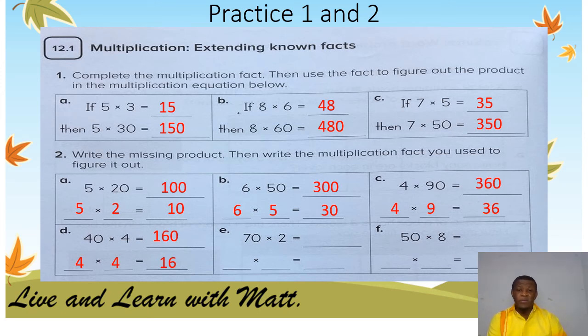Part E, we can use 7 times 2, which is 14. Therefore, 70 times 2 will be 140. Part F, 5 times 8 will be 40. Therefore, 50 times 8 will be 400. You can pause the video to write in your book now.